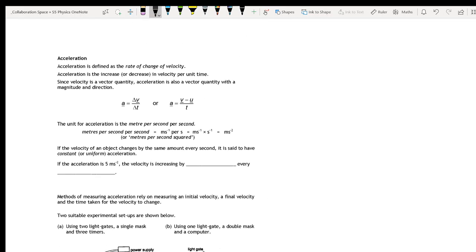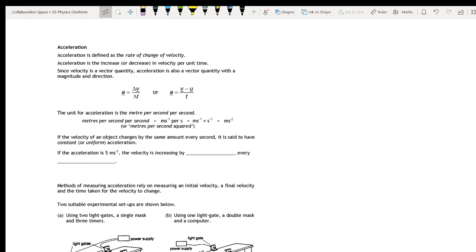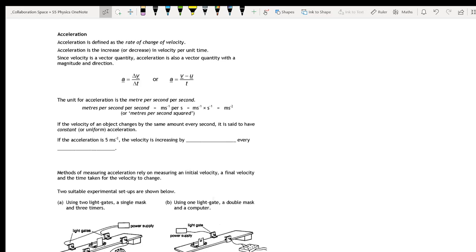Acceleration. So just as speed and velocity are the rate of change of distance or displacement, acceleration is the rate of change of velocity. So it's how quickly you can increase the speed or decrease the speed. Often you'll get, oh, this car goes from 0 to 60 in 5 seconds, or this car goes from 0 to 60 in 20 seconds. The acceleration of the first one is bigger than the second one. Since velocity is a vector quantity, acceleration is also a vector quantity with a magnitude and a direction.